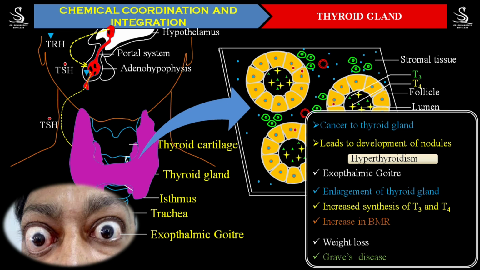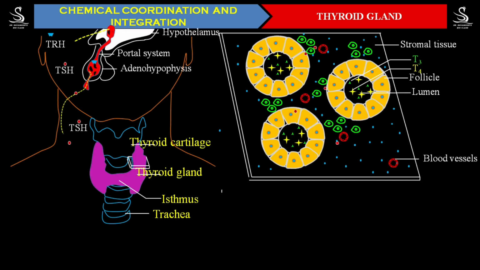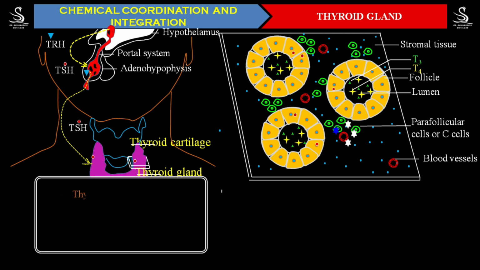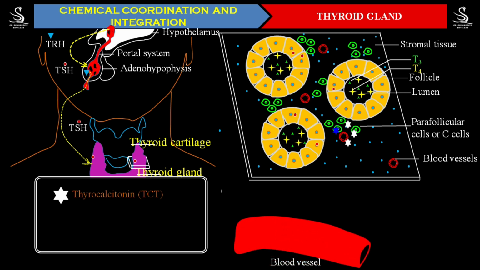Now let us see that one more hormone is produced by this gland. It is called TCT hormone. What cells help in secretion of that TCT hormone? What is the role of that hormone? We will understand. Students, as you all know, here in the stromal tissue, we find the presence of one more special type of cells. Those are called parafollicular cells or C cells. These cells secrete the hormone called thyrocalcitonin, TCT hormone. And thyrocalcitonin plays a very important role in our body.